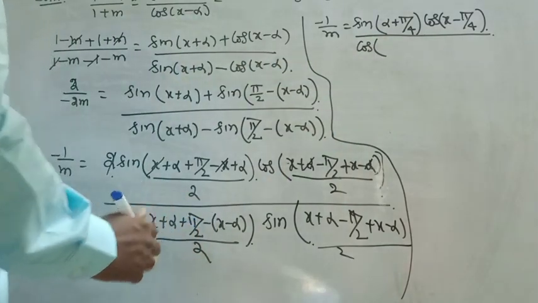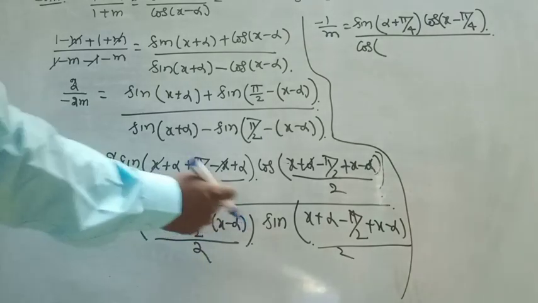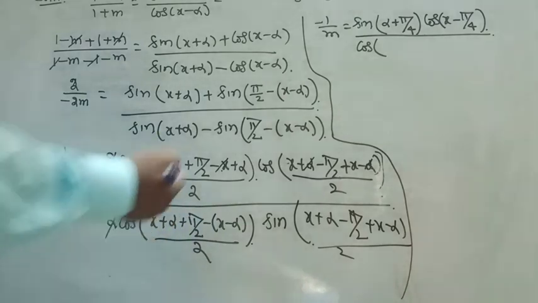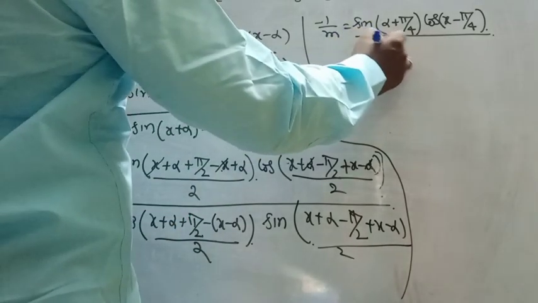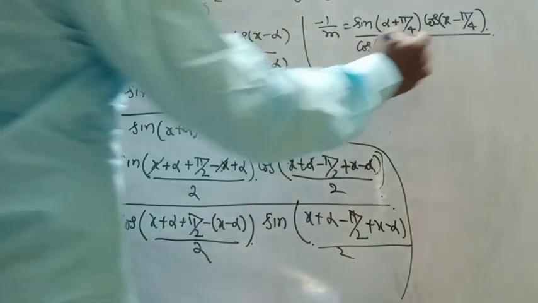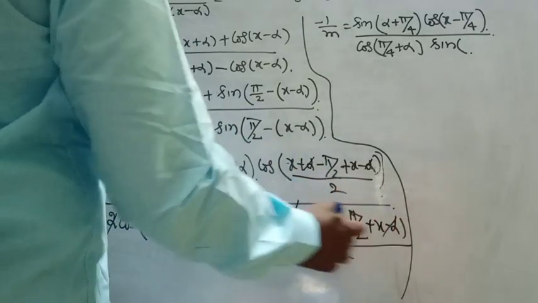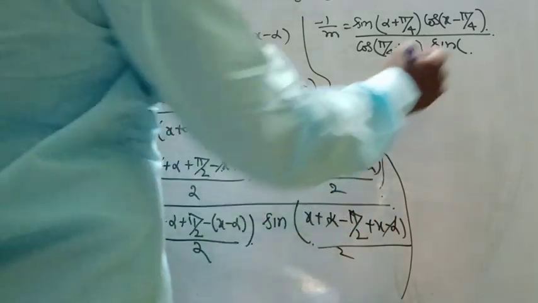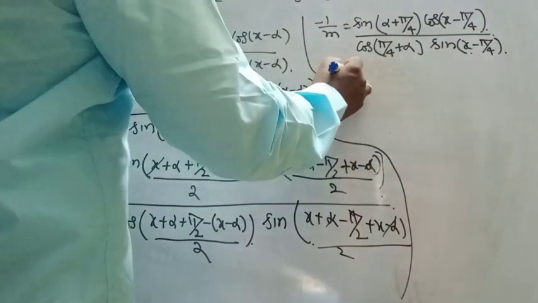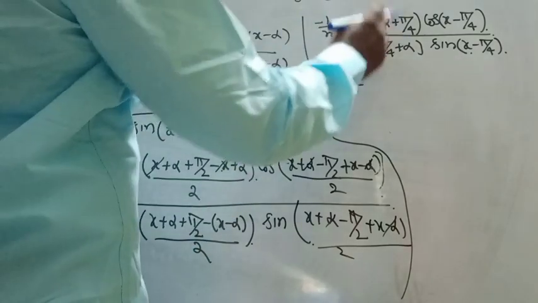Here also you see, my dear students, this is minus x plus alpha. x minus x will cancel. Alpha plus alpha, 2 alpha. That is nothing but pi by 4 plus alpha, or alpha plus pi by 4, into sine of what you have here. Here minus alpha plus alpha will cancel, x plus x. That is nothing but x minus pi by 4. Wonderful. Now this is equal to minus 1 by m into sine by cos.